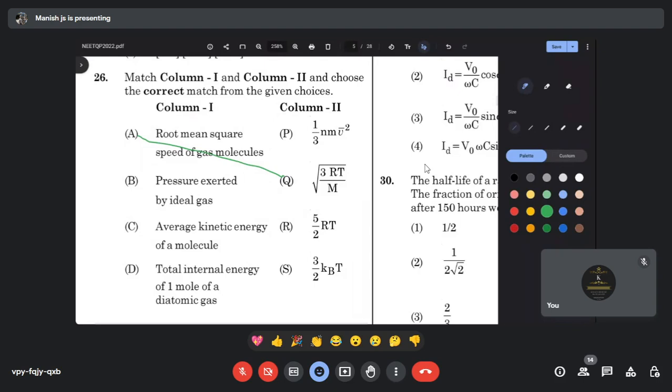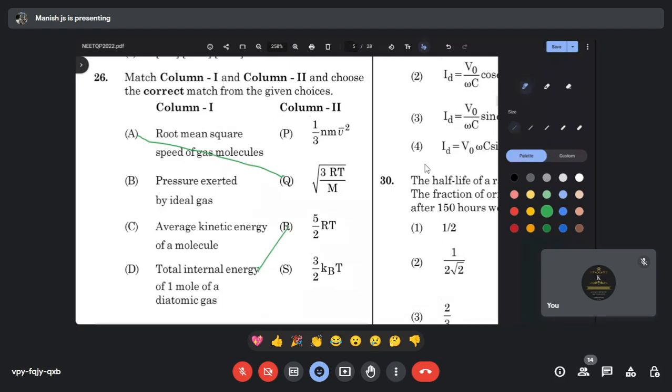Next, pressure exerted by ideal gas. Sir, D matches R. Okay, D is R. Correct. Total internal energy of 1 mole of diatomic gas. Correct, 5 by 2 RT. Yes, that's right.